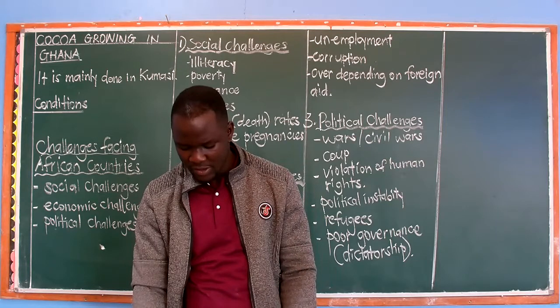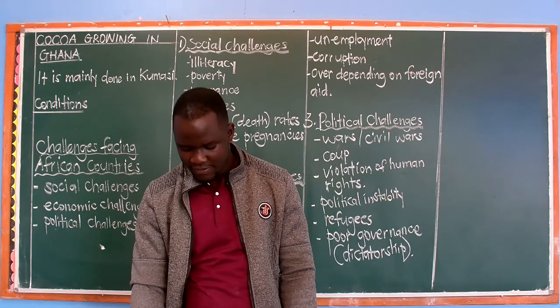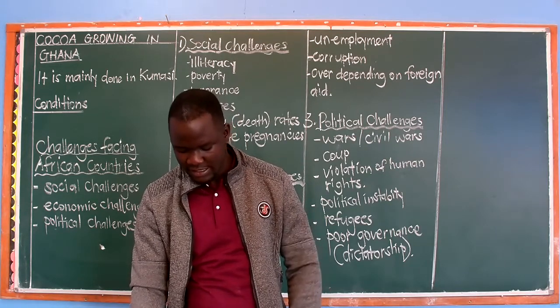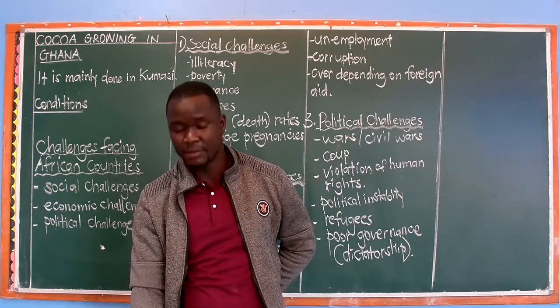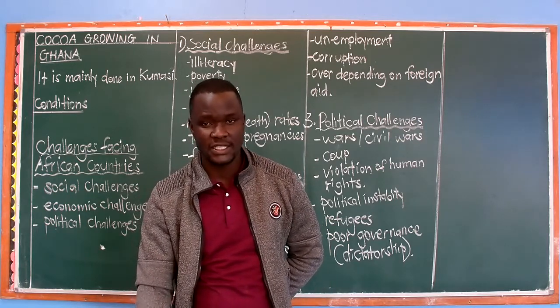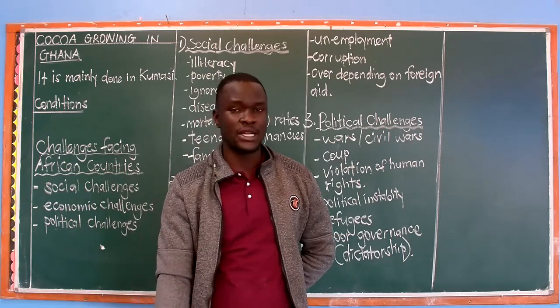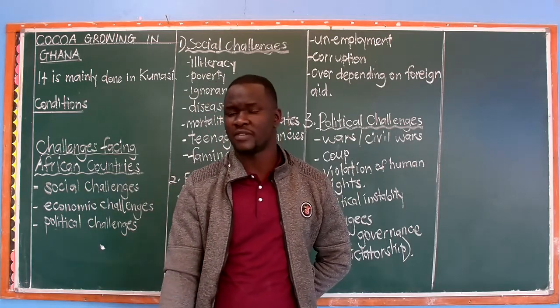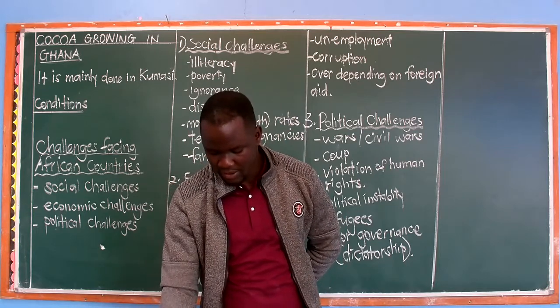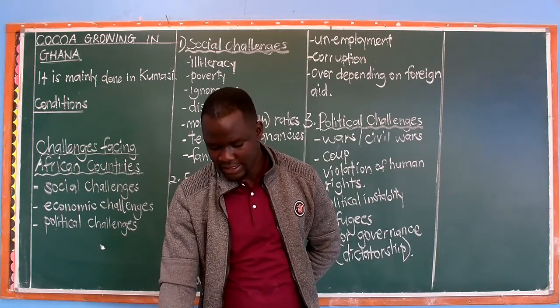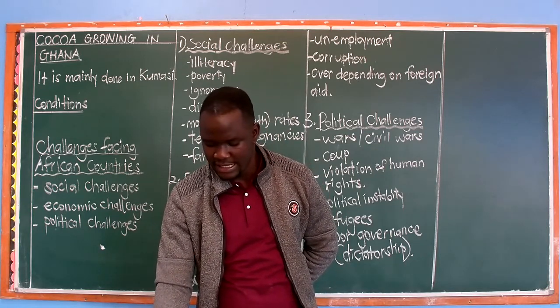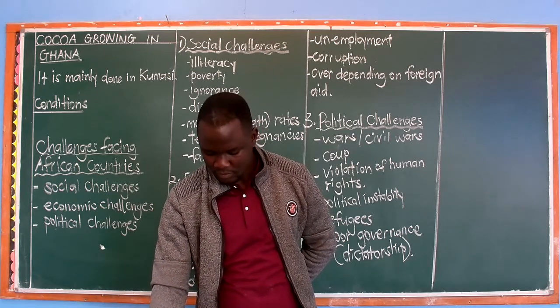Then we have problems caused by high levels of illiteracy. There will be unemployment because these people can't get jobs. Poverty will come in. It hinders modern development since these people cannot provide skilled labor. And also, it hinders the farmers from using the modern farming skills.